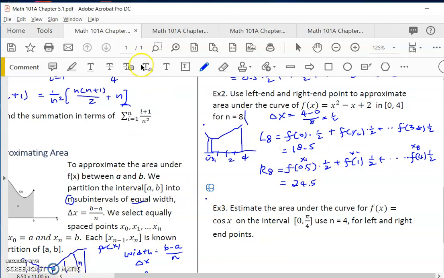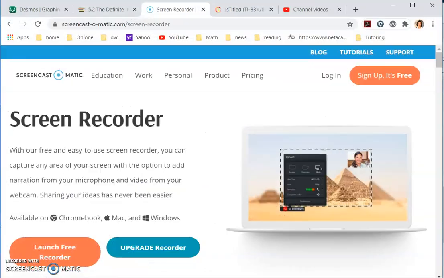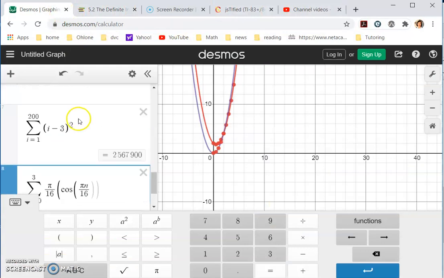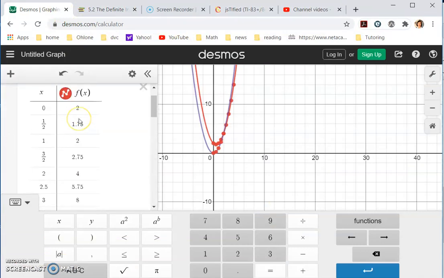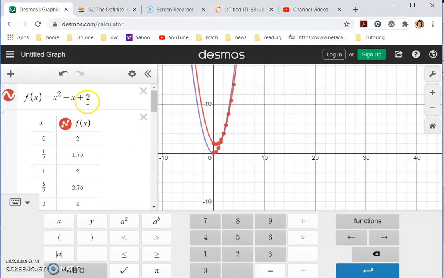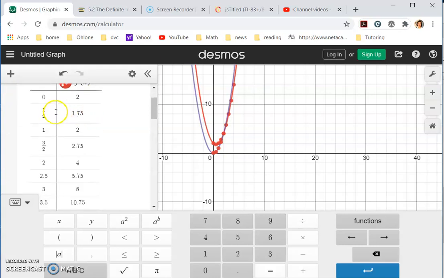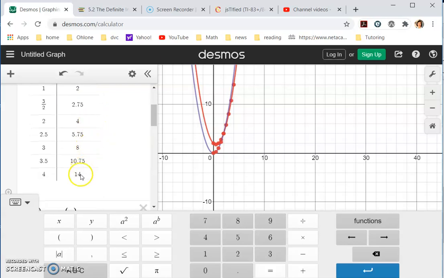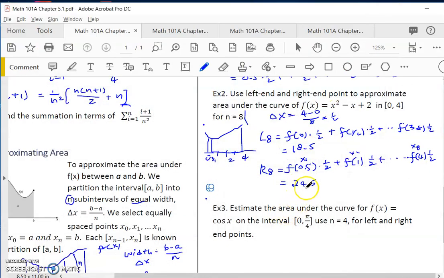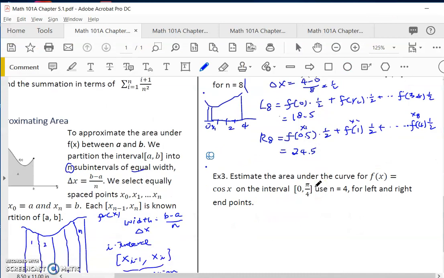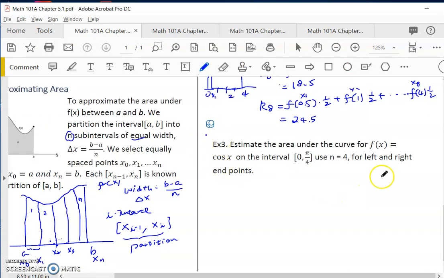So you can see if I use decimals, it's over here. x squared minus x plus 2. So f of 0.5 is 1.75. You add these together: this times 0.5, this times 0.5, all of these until 14 times 0.5. You add them together, you get that particular number, 24.5. And you can see the pattern. Okay, so I will do this in class.